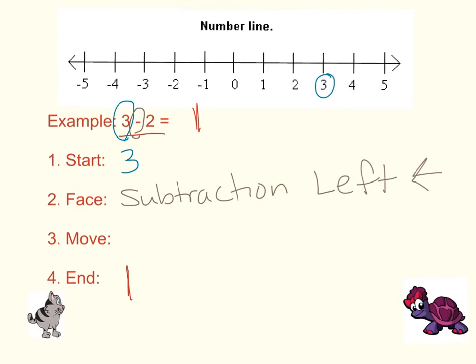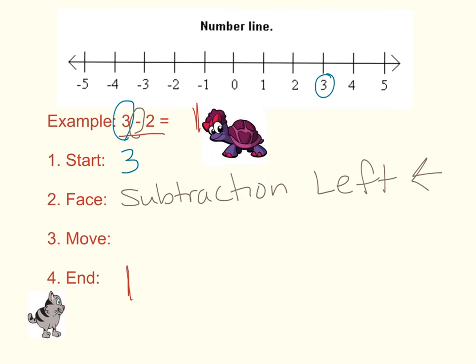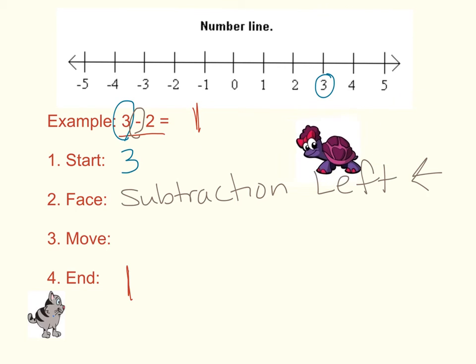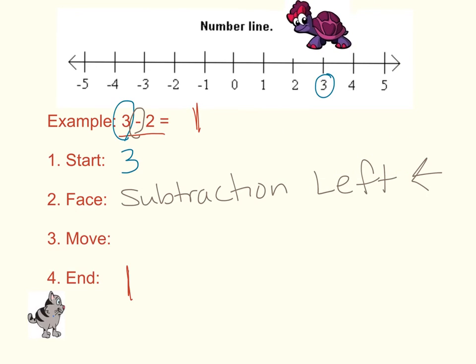Okay, so let's grab our turtle, because the turtle's facing to the left. Okay, I think I got it. So our turtle needs to go on 3 here. Okay, the turtle's on 3.